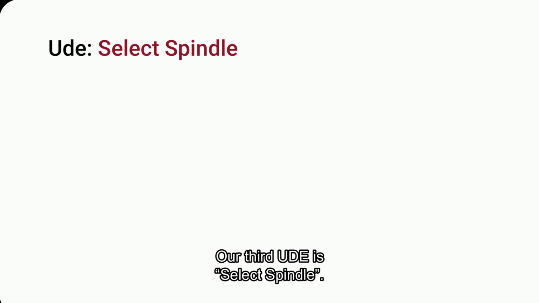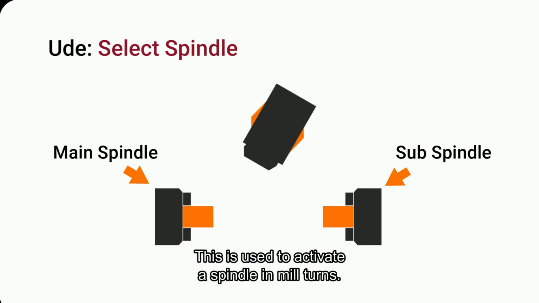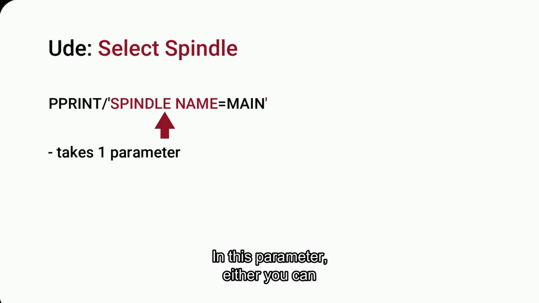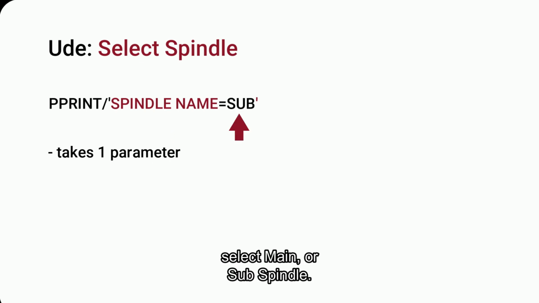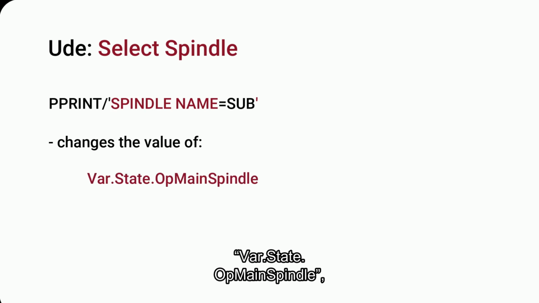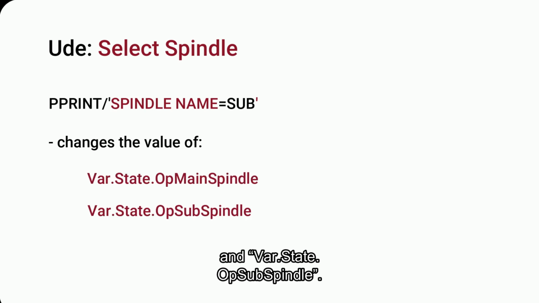Our third UDE is select spindle. This is used to activate a spindle in mill turns. This UDE takes one parameter, spindle name. In this parameter, either you can select main or sub spindle. This UDE changes the value of the variables var_state_op_main_spindle and var_state_op_subspindle.